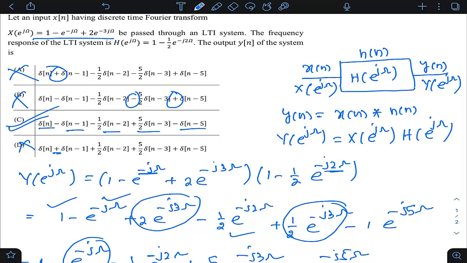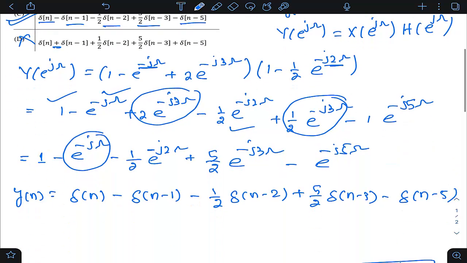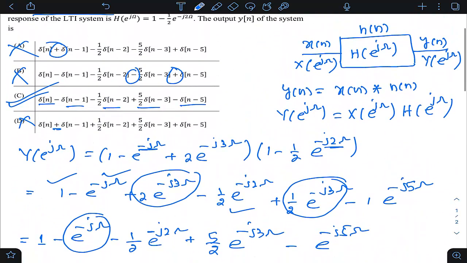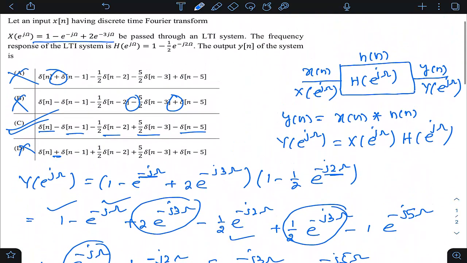So you can solve this problem using Z transform also, or using time domain convolution also. But here this is very straightforward. Using this simple property, we can easily get the answer. So answer is option C for this.